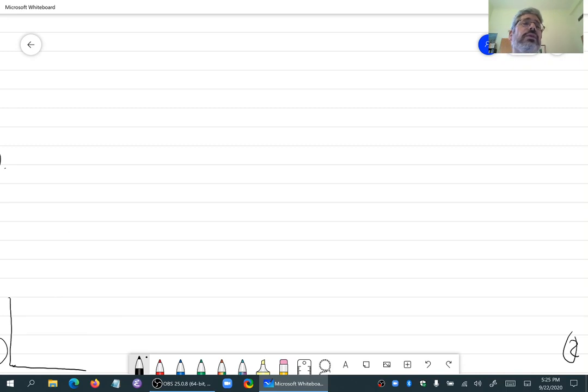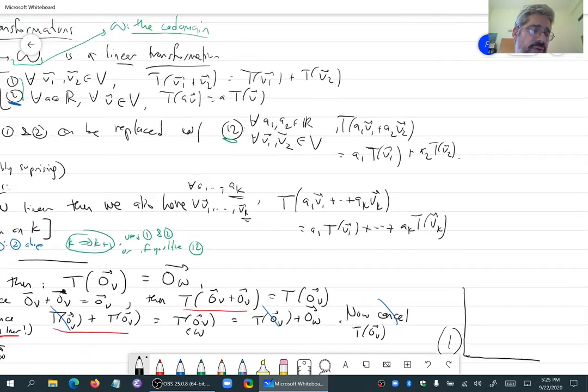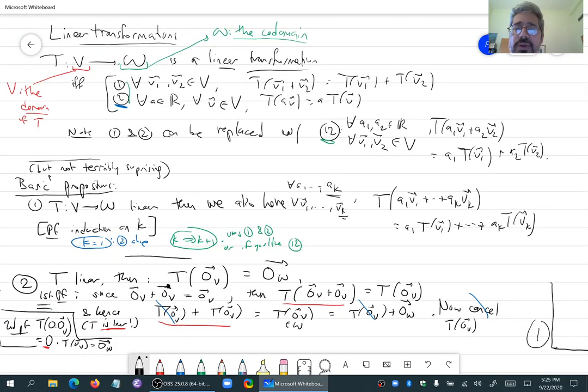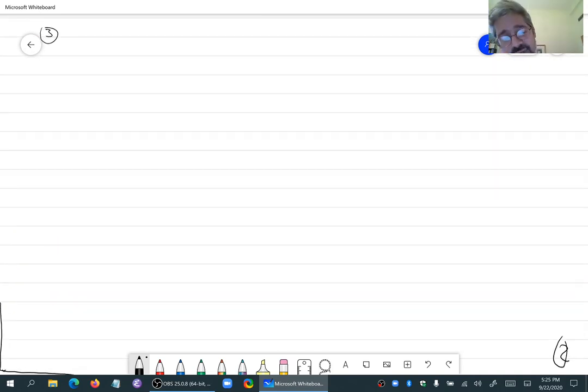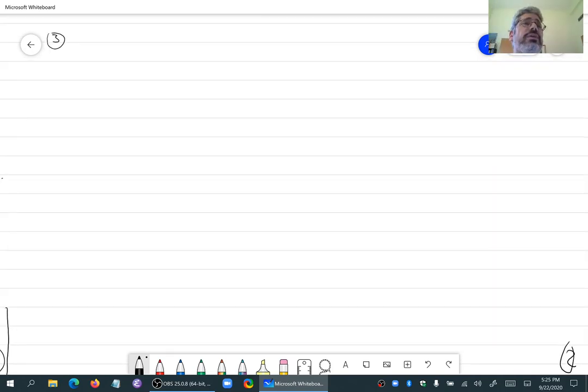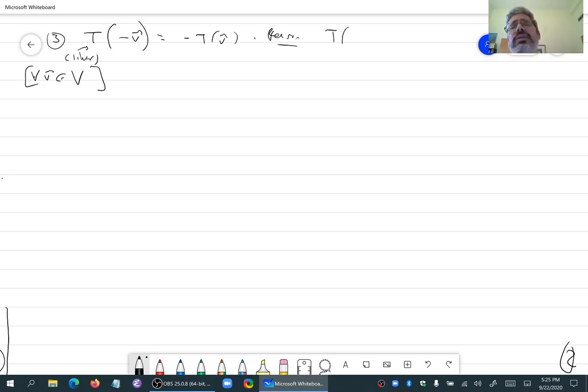Okay, so next there's a third result. I am on number 3, right? Yes, okay. Sometimes it's hard to keep them all straight in one's head. So a third comment is that T, again linear, of the opposite of a vector is minus T of the vector, and here this is for all V in the domain. And the reason, you just evaluate T of minus 1 times V, so that's minus 1 times T of V, and we've seen the rest before.